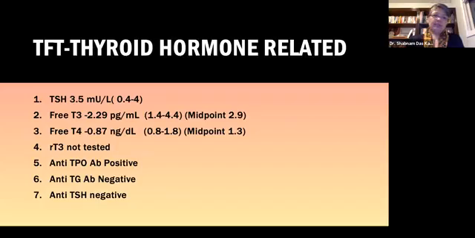Then, of course, free T3, free T4, and as I've indicated on this slide, we would like it to be nearer to the midpoint. That is where we look at it when we talk about being at optimal levels. So again, her free T4 is not that high. The range is 0.8 to 1.8, but she's at 0.87.